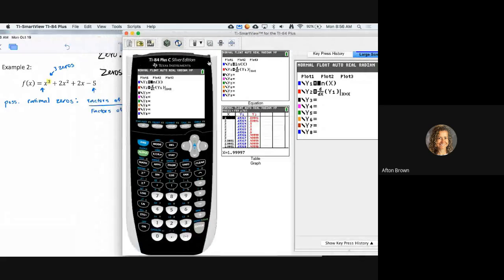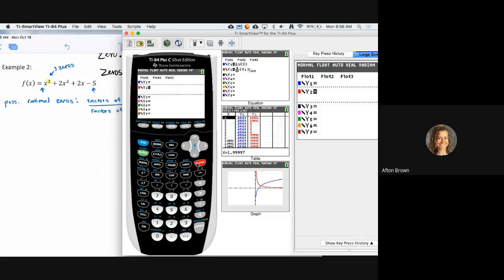Okay, so in my y equals, if there's other stuff in there, I just clear out. I like to clear out all of them. I don't want to see other extra stuff. My other classes have been adding things. So I'm entering in x raised to the third. I always arrow forward so I'm not still in the exponent. Plus 2x squared plus 2x and then minus 5.